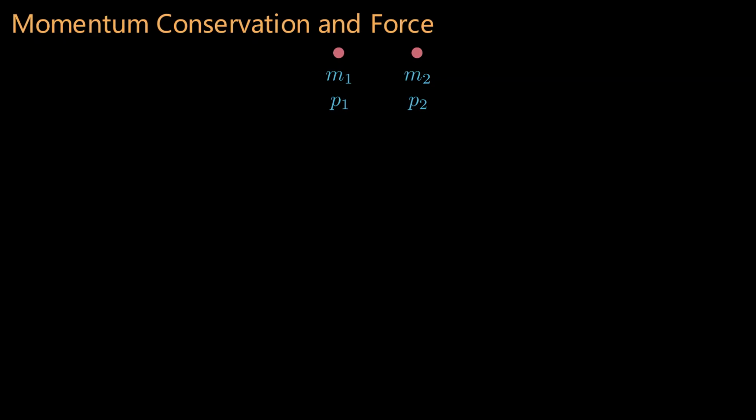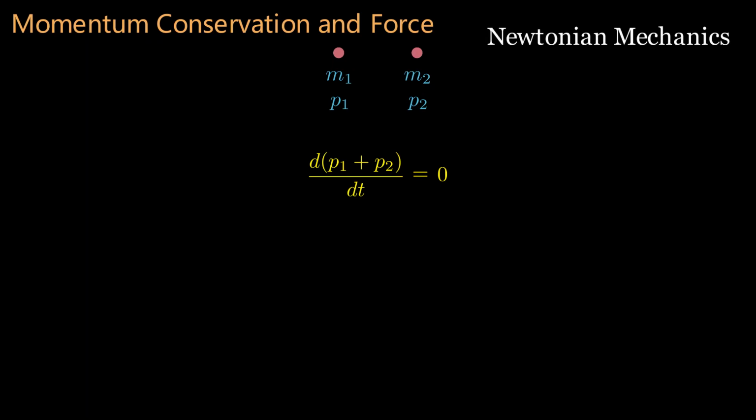Conservation of momentum implies that the sum of the two momenta does not change over time, which means the derivative of p1 plus p2 with respect to time is 0. In Newtonian and Lagrangian mechanics, conservation of momentum is derived through different logical processes. Let's examine each.